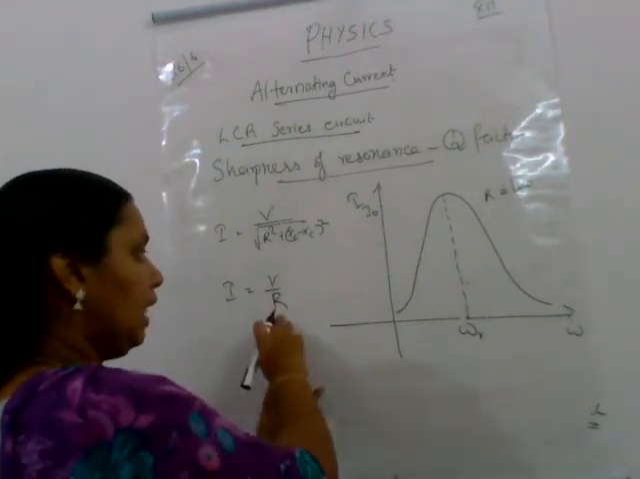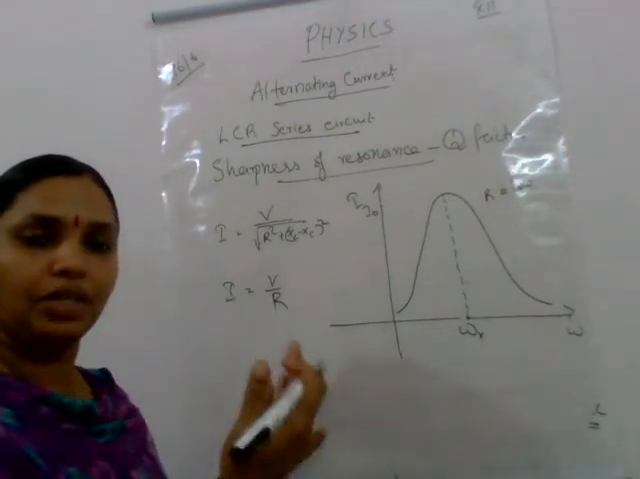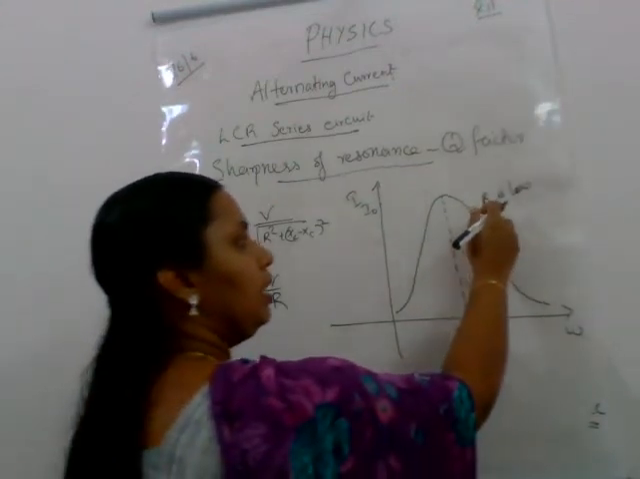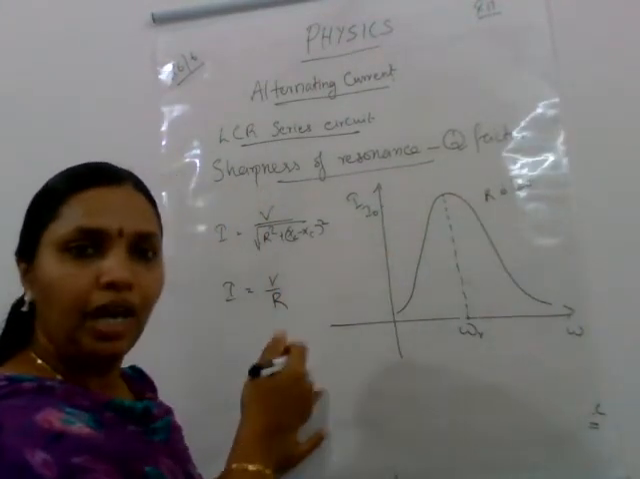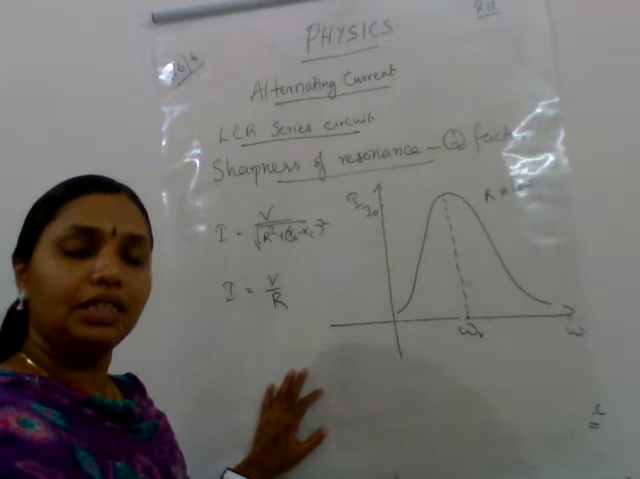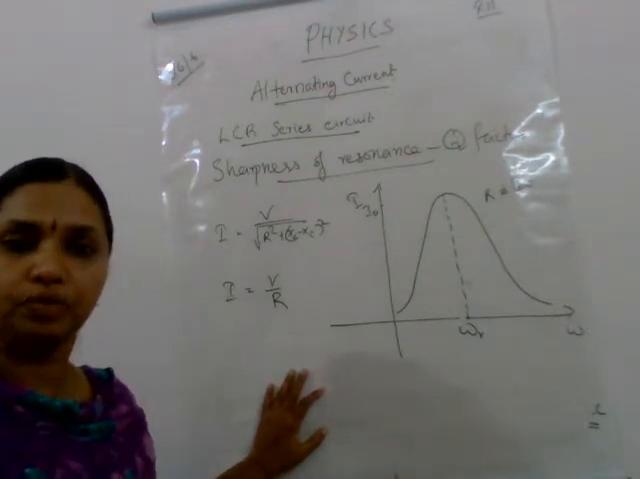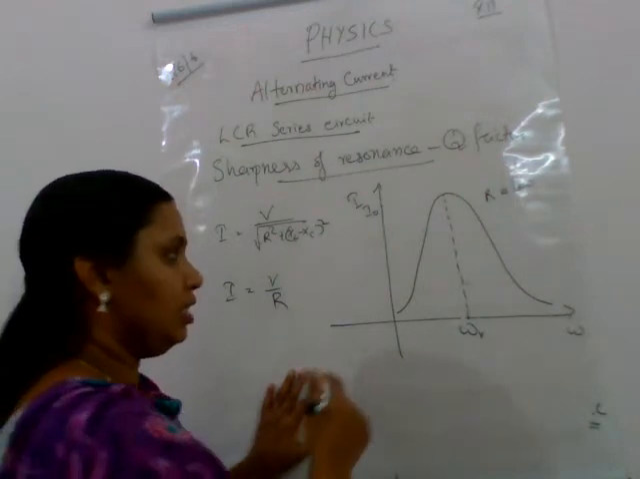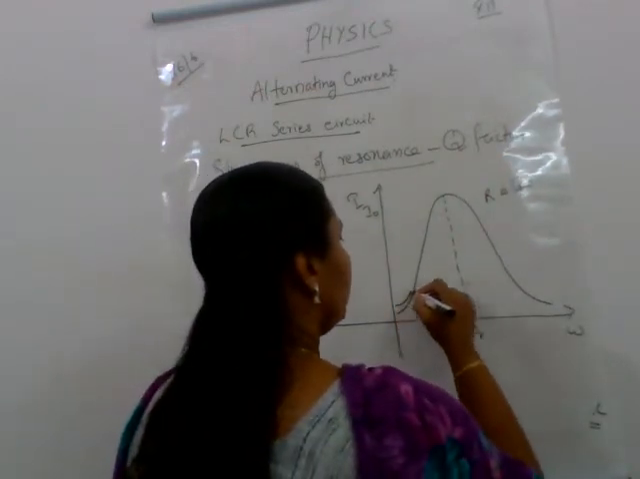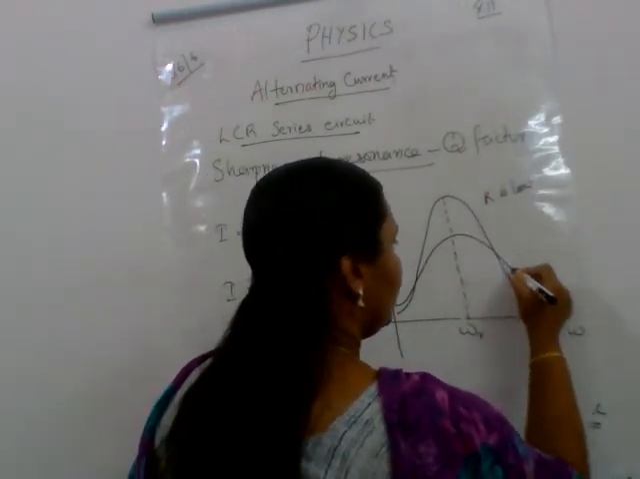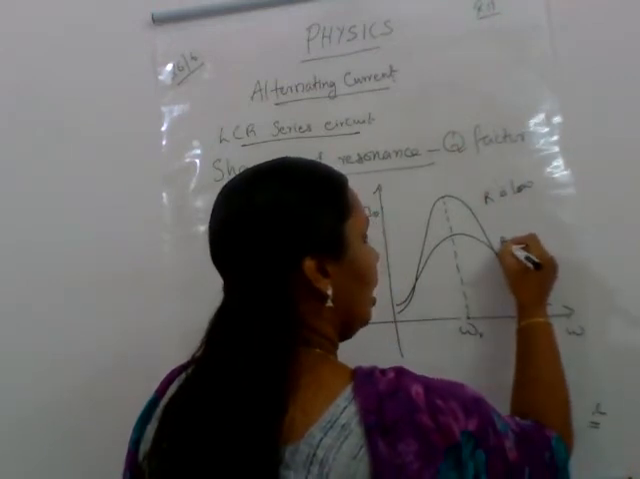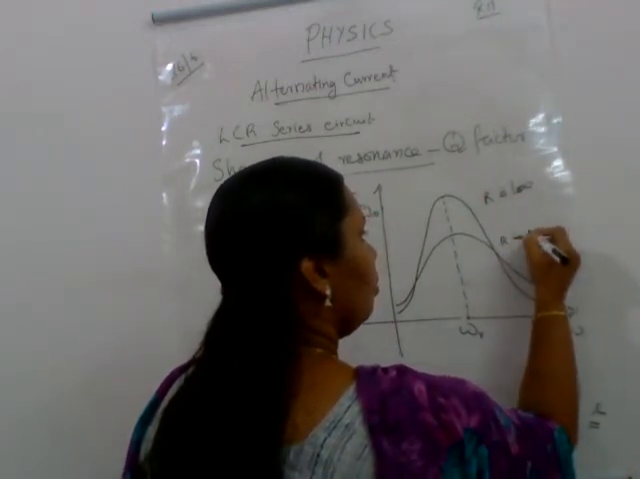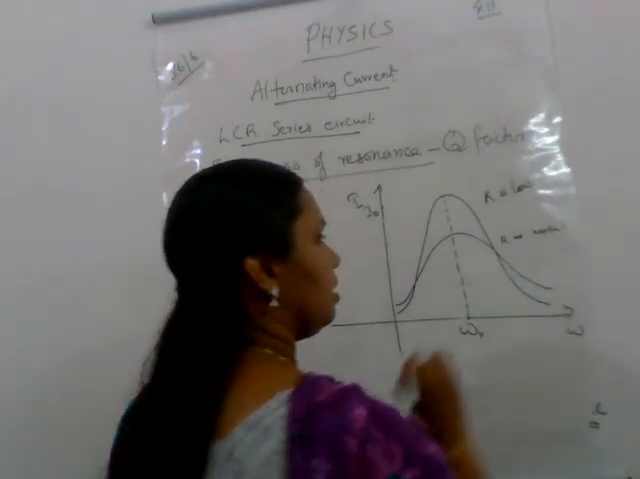And if R is increased in that LCR circuit, say for example here R is equal to 1 ohm, and in the next circuit we take R is equal to 2 ohm. So what happened to the current? Current will be decreased. So we will get a curve like this. See, here R is a more value of resistance.